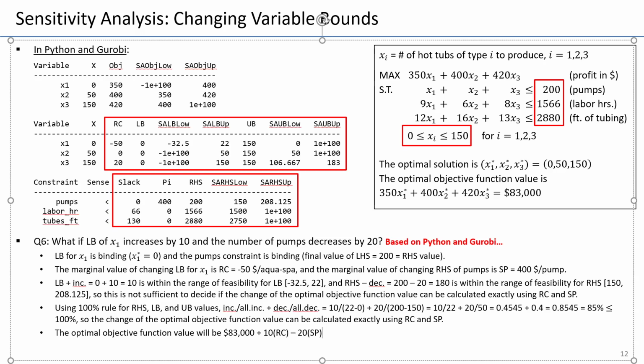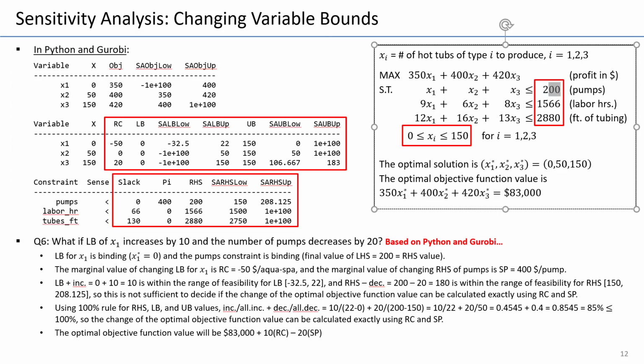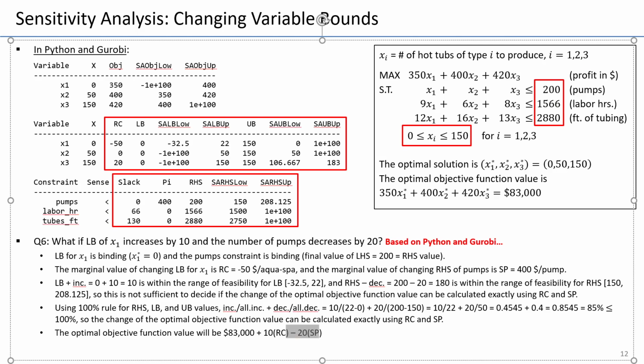So this is important. When we were calculating the total percentage change, we had to add the 20 and 10, both of them were positive. But because now we're calculating the impact on the objective function value, we have to consider that an increase of 10 in the bound increases the optimal objective function value by 10 times the reduced cost. And then if you decrease the right-hand side, you subtract 20 pumps from 200, so you also have to subtract 20 times the shadow price.